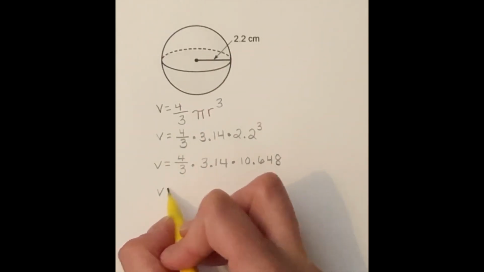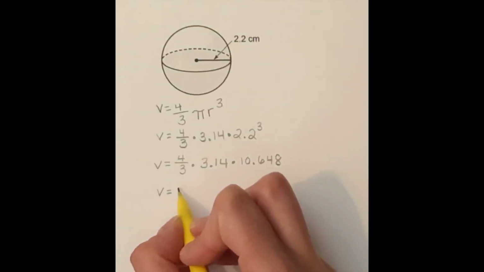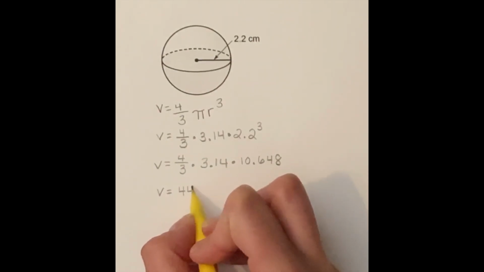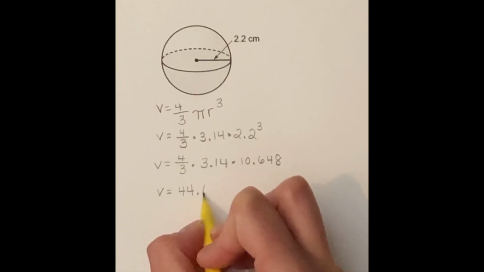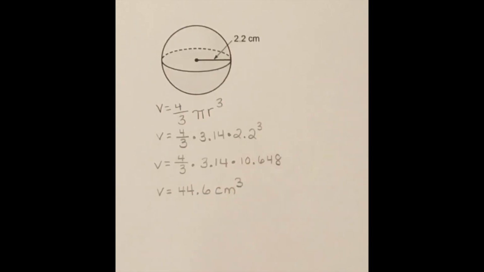And when I do that, I'm going to round now, since it's my final answer, to the nearest tenths place, so 1 decimal. And when I do that, I'm going to get 44.6 centimeters cubed. And we don't want to forget that our units are cubed, just like with any volume problem. And that is our answer.